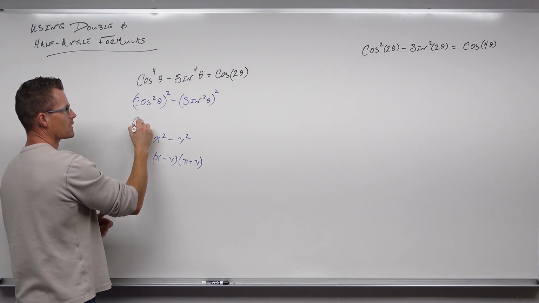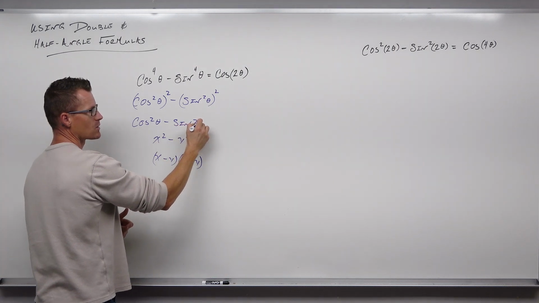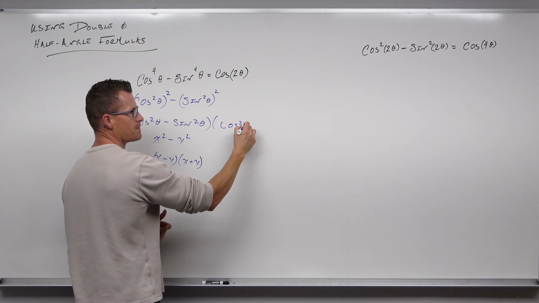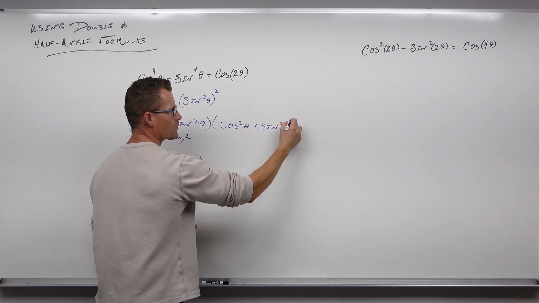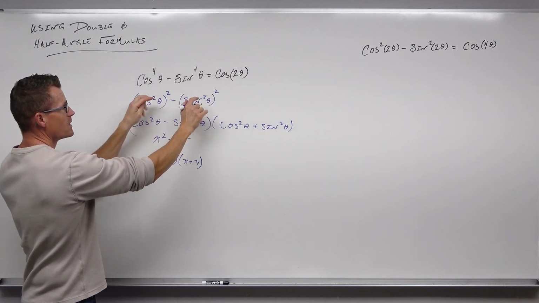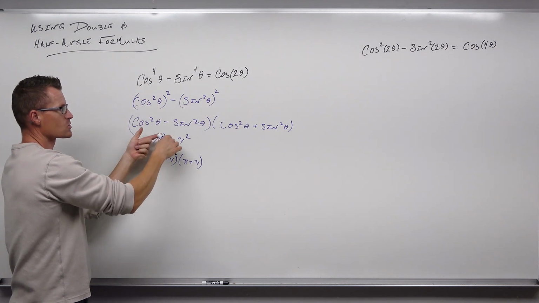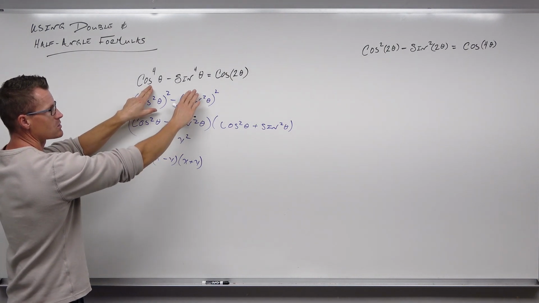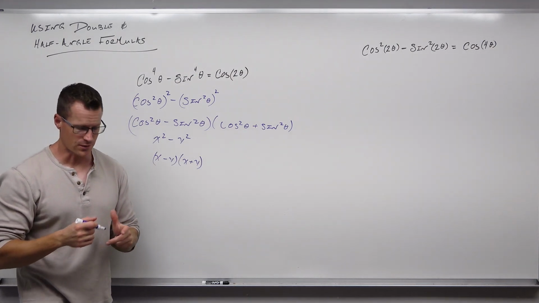How it works, we take cosine squared theta minus sine squared theta times cosine squared theta plus sine squared theta. I'm really hoping that you see the similarity here. It's just a difference of squares. This stuff is first thing squared minus second thing squared, just like x squared minus y squared. We just take our cosine squared minus sine squared, cosine squared plus sine squared as a product of one another.